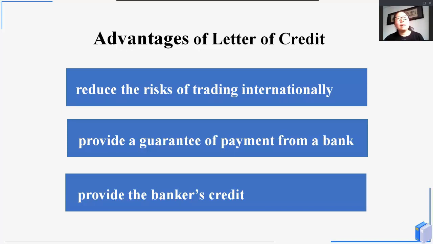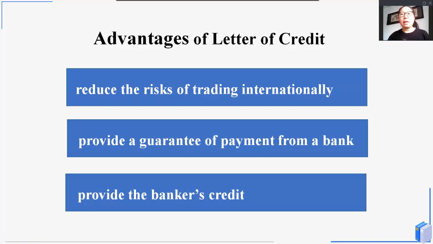However, a letter of credit helps you reduce the risks of trading internationally. It provides guarantee of payment from a bank on behalf of a buyer. The buyer does not have to make payment until you have presented the documents to the bank showing that you shipped the goods and complied with all conditions set out in the letter of credit. There you can see the letter of credit provides the banker's credit, which is better than collection.